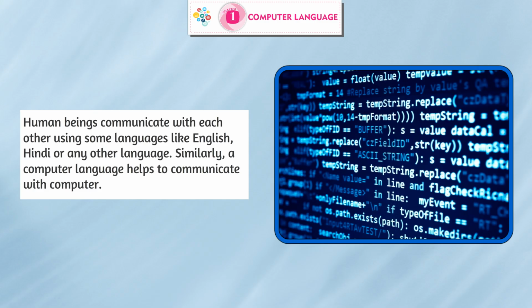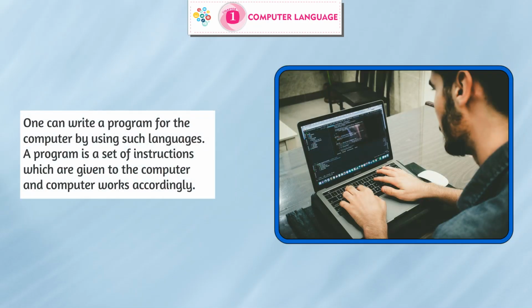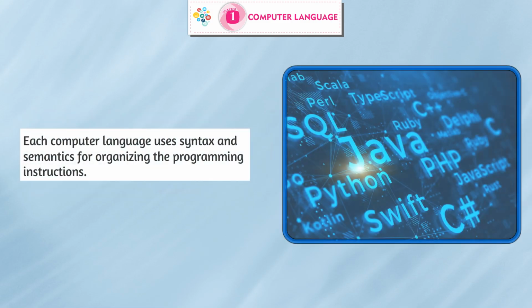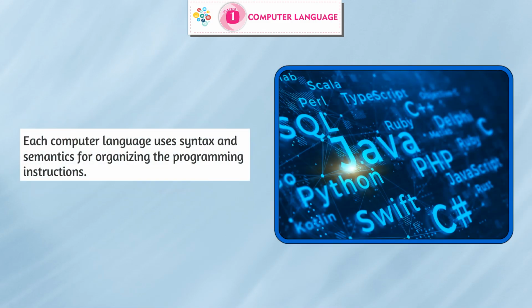Human beings communicate with each other using languages like English, Hindi, or any other language. Similarly, a computer language helps to communicate with a computer. One can write a program for the computer by using such languages. A program is a set of instructions which are given to the computer, and the computer works accordingly. Each computer language uses syntax and semantics for organizing the programming instructions.